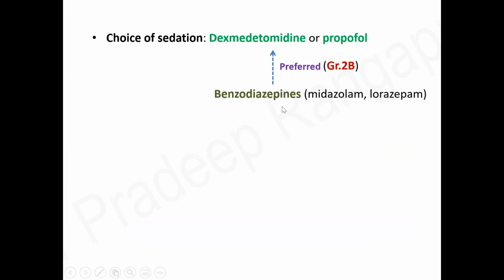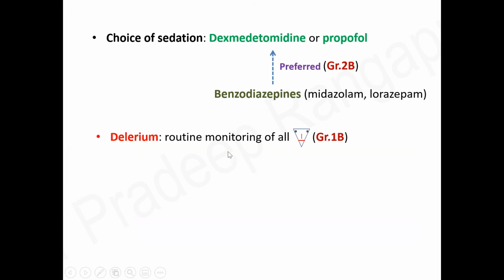And the choice of sedation as per these guidelines is slowly moving from benzodiazepines to newer agents like dexmedetomidine or propofol, and that is a grade 2B recommendation. So there is a preference, or a suggestion, towards moving from benzodiazepine-based sedation to dexmedetomidine and propofol in these guidelines.